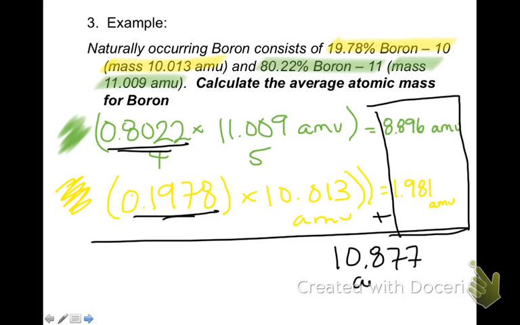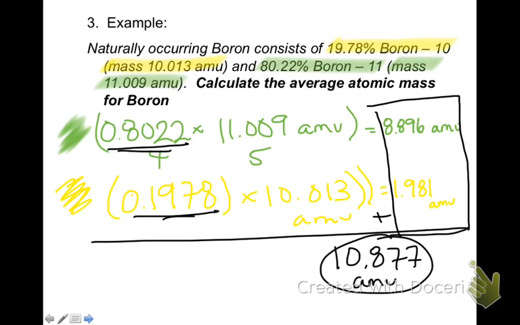10.877 AMU. And remember, if you're adding and subtracting, you don't count sig figs, you count decimal places. So my answer should have the number of decimal places as my least decimal places. They both have 3, so my answer can have 3. So I'm going to check my periodic table, and for boron, yeah, that's really, really close. So that is my weighted average. That's where that number comes from.